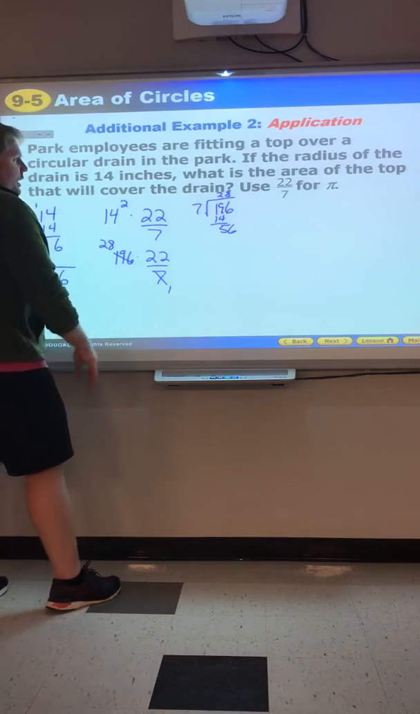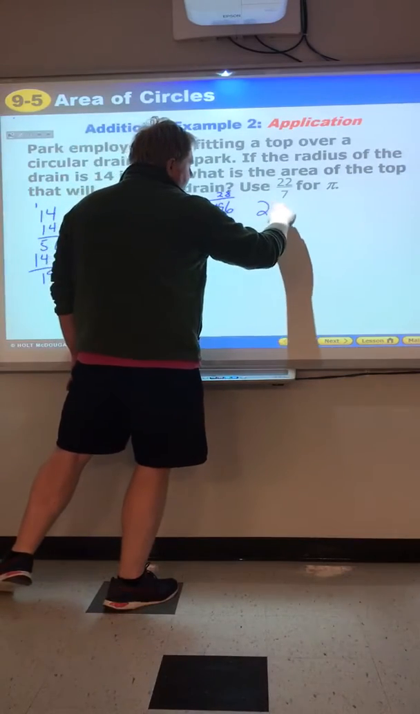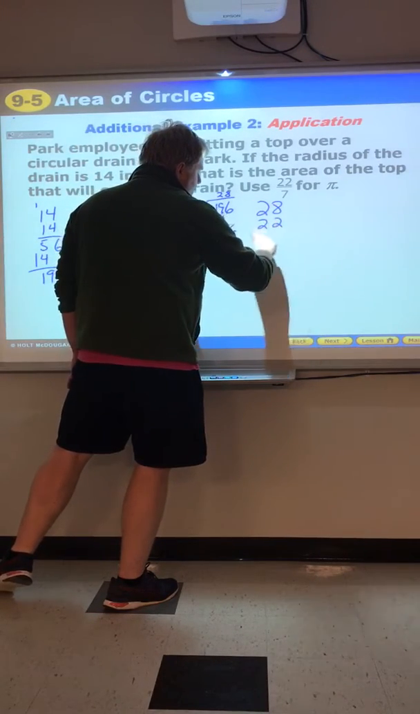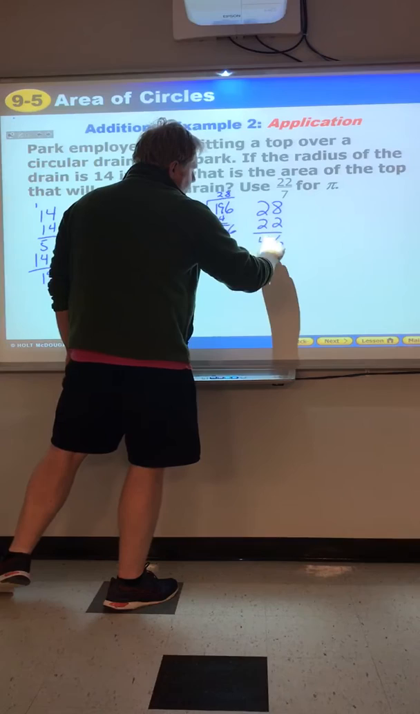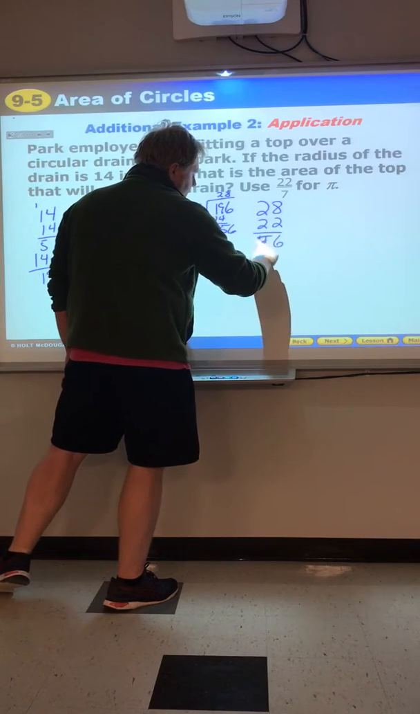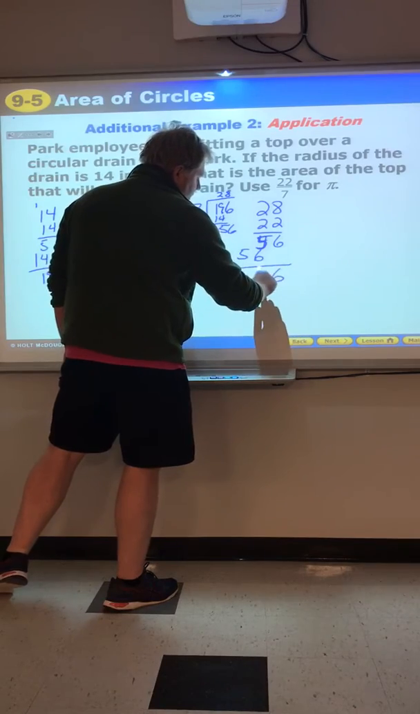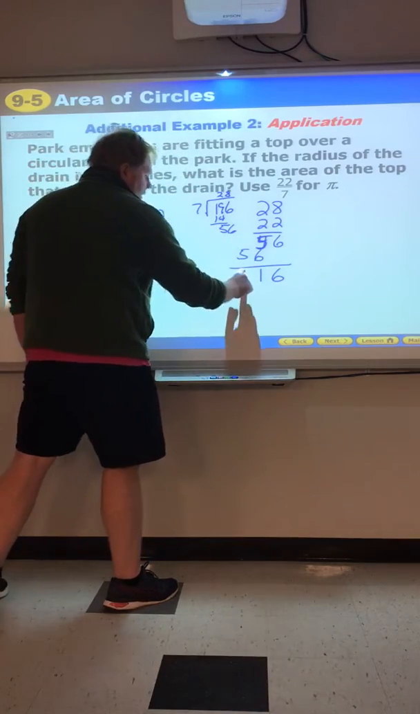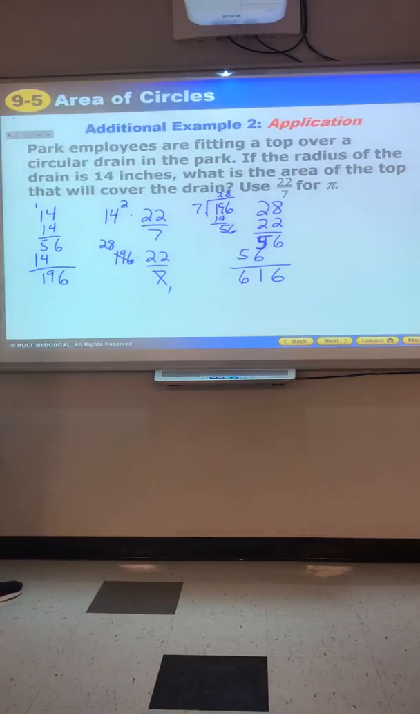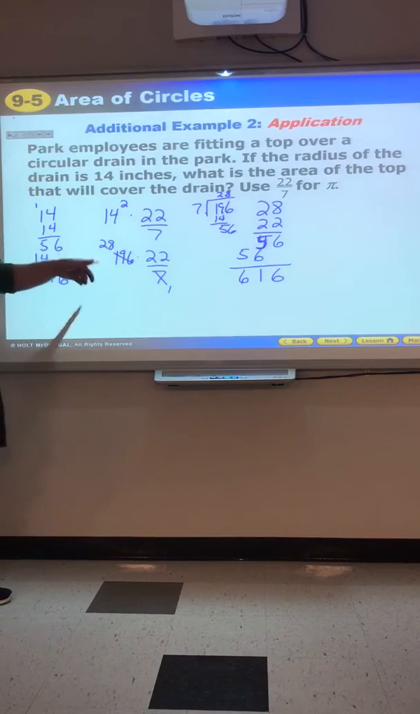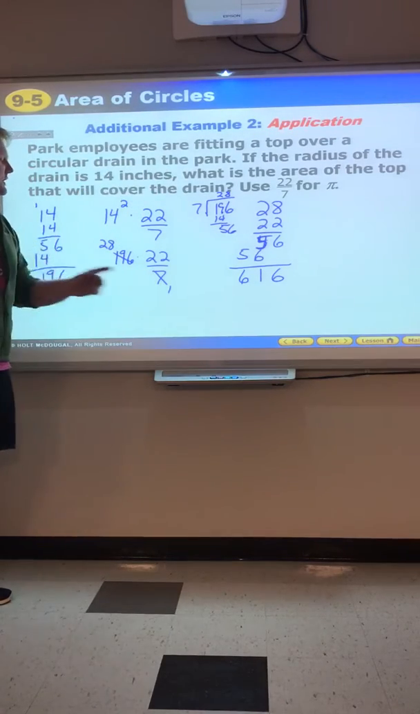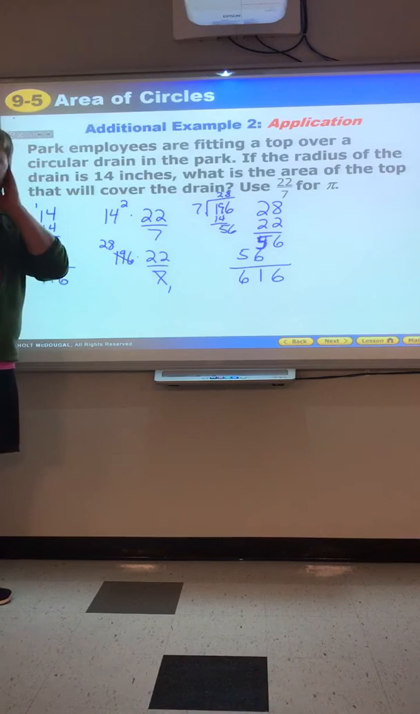That becomes a 1. So I can do my 28 times 22, and I will have 16 and 5. So that's 6, that's a 1. We carry our 1. 616 is the answer they come up with. They use 22 over 7 because they can reduce.